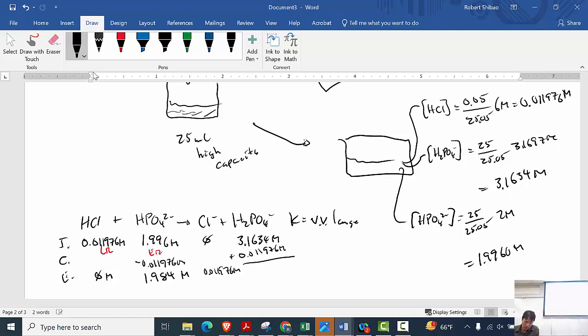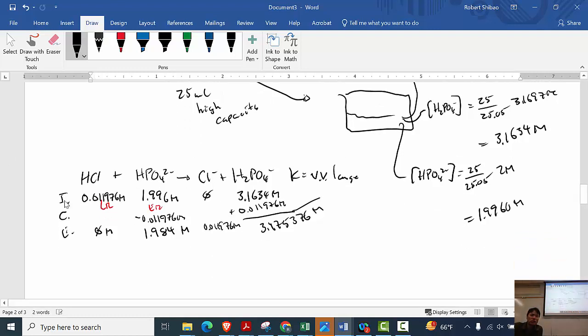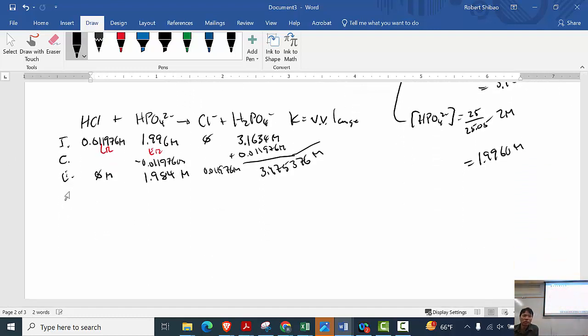So I'll calculate that. 3.1634 plus 0.011976, 3.175376. So what we're curious about is this. One, there's no more HCl there, and so we've neutralized the strong acid. This buffer had enough capacity to do that. But did this buffer have enough capacity to maintain the pH? And so what we see is this is our HH buffer.